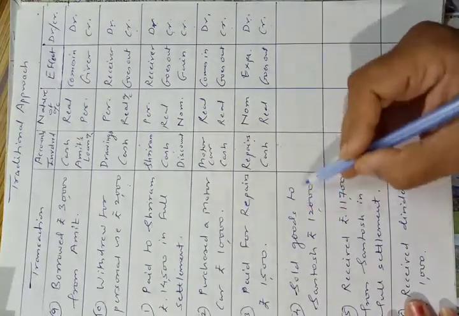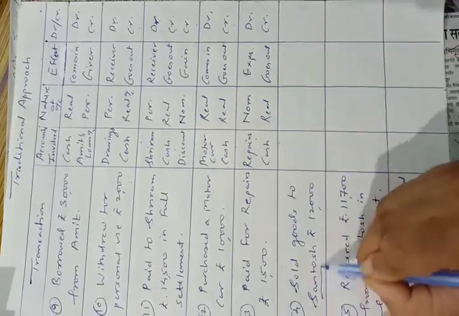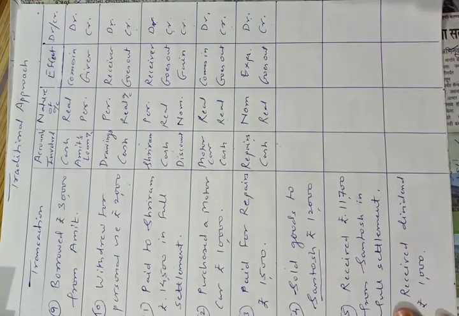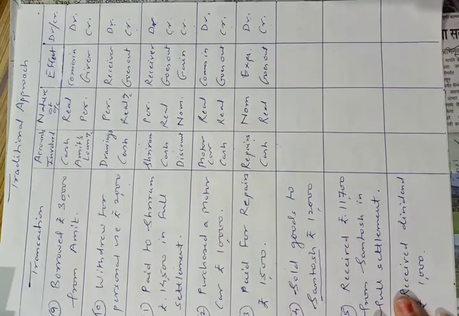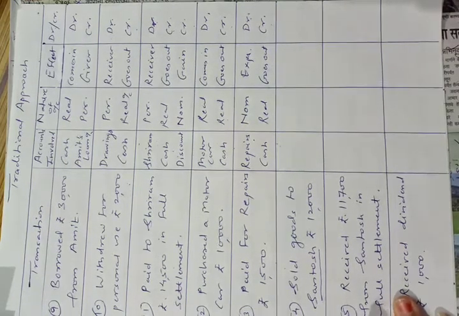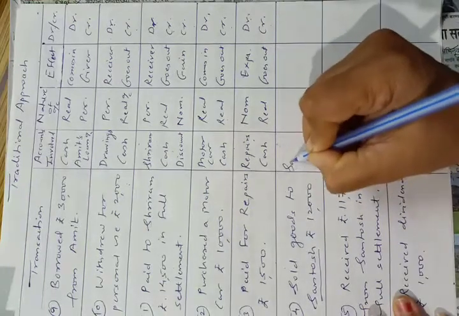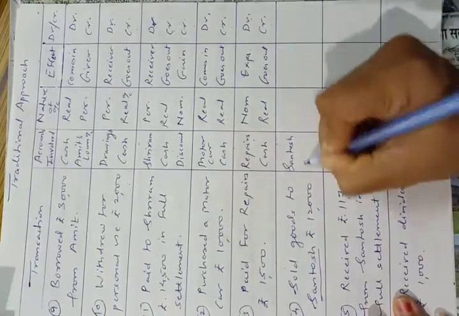Next entry, sold goods to Santosh rupees 12,000. Here Santosh, the party's name, is given, the entry is of sale, and the word cash is not here. So this is again the entry of a credit transaction. We are selling goods to Santosh worth rupees 12,000 on credit. Okay. So one account will be Santosh account and one account will be sales account.